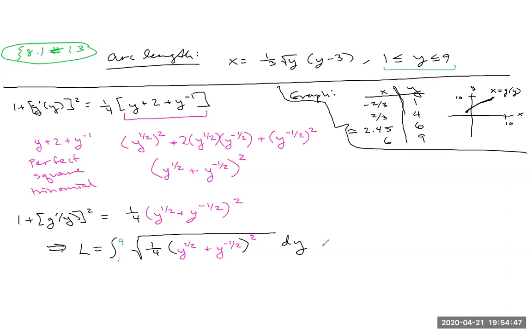Okay. So then from here, remember the 1/4, when you take the square root, that's going to be a 1/2. You still have your bounds out here. I'm not going to switch back this time to the different color. And then if you take the square root of this perfect square here, you get y to the 1/2 plus y to the negative 1/2.